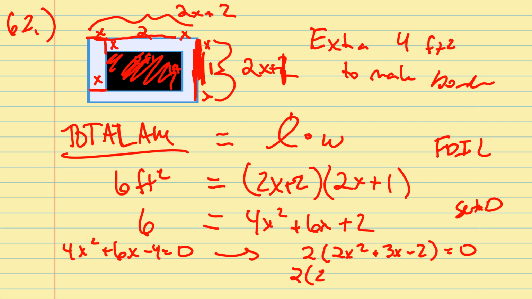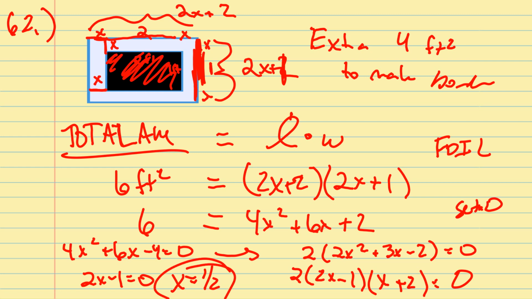I say 2x minus 1, x plus 2. That works. So I have to solve it. I get 2x minus 1 equals 0. So x equals 1/2. That's my only good answer. Right? And then that's 6 inches. Alright? Or half a foot.